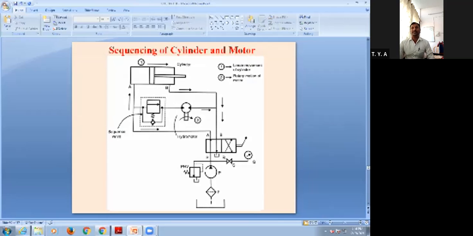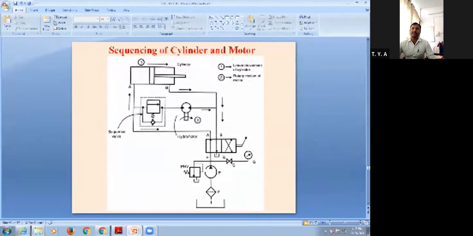Now if you want to arrange two motions, that is, if you want to arrange a hydraulic cylinder as well as that motor in a sequence, then this type of circuit you can design. Okay, see, we have the reservoir, this pump. Okay, pressure relief valve is there, this 4/2 direction control valve is there.